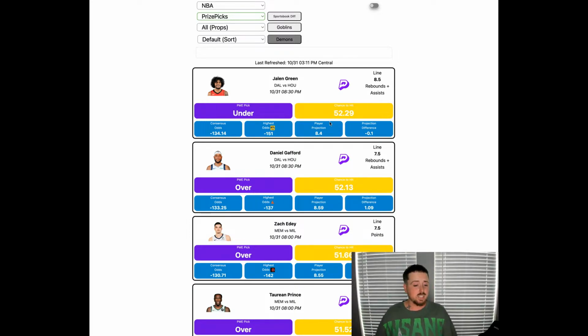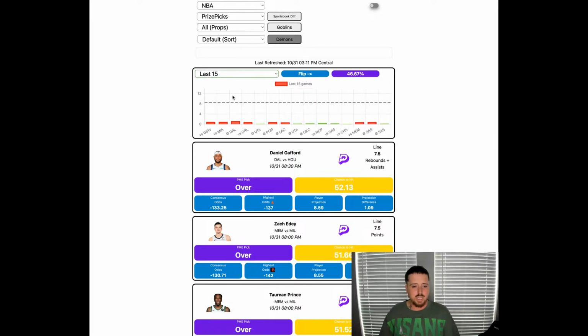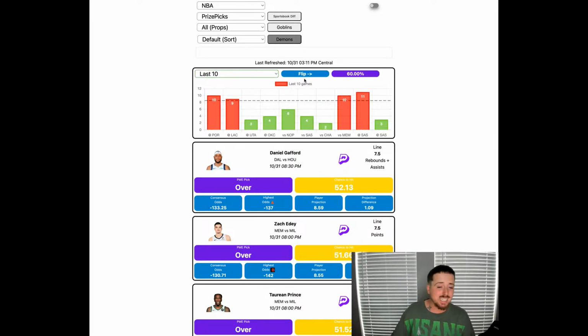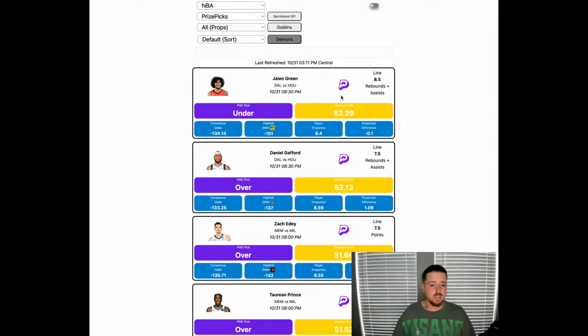It's not the 53% we normally like to see, but there are other good points to this. Minus 134, the consensus odds on his under in the industry. Minus 151 is as high as it gets on Parlay Play, and projections at 8.4. So all that data on the under, his rebounds, assists. We look at his last data. Let's see if anything pops out. Last 20, nothing too crazy. Over the last 10, he's hit it in 60% though on the under.